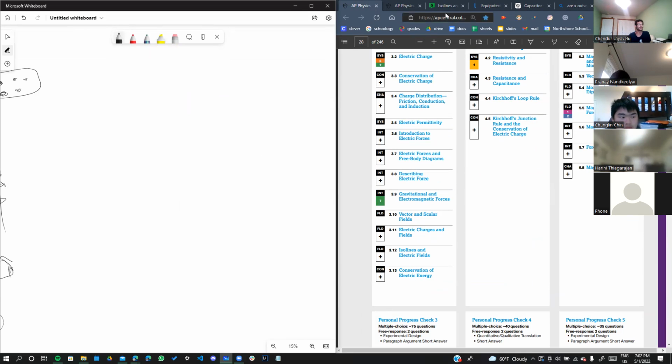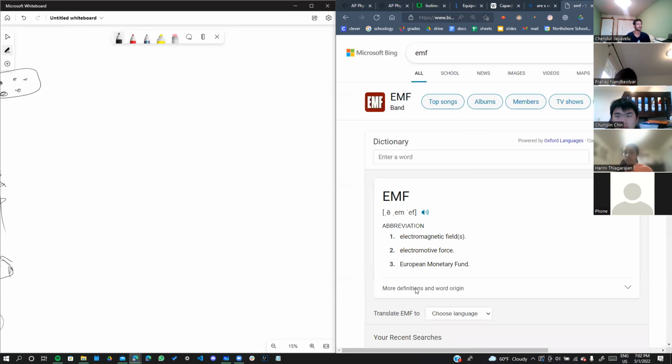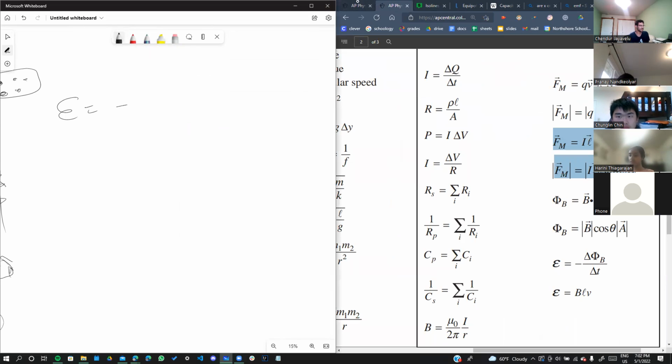So, change in magnetic flux. I have to remember what EMF is. EMF is an electromotive force. It's basically defined as the negative change in magnetic flux over the change in time. Oh yeah, electromotive force, that's voltage.